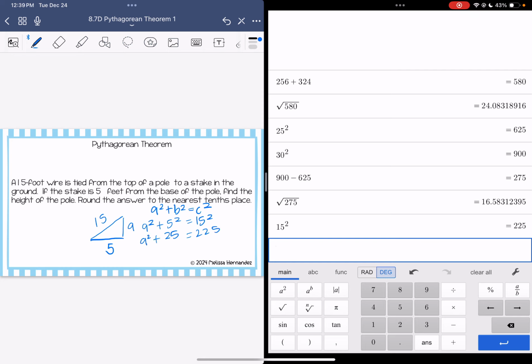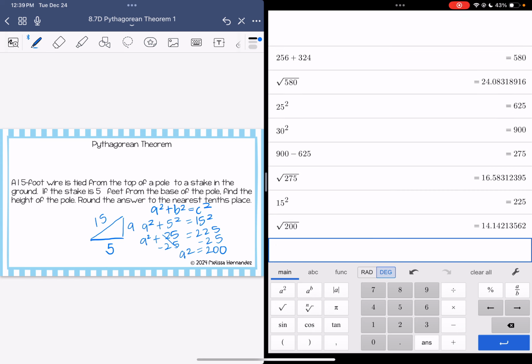We're now at a one-step equation. Subtract 25 because that's the opposite of plus. So a squared equals 200, but I don't want to know a squared. I want to know what a is. So the side length would round to 14.1 feet.